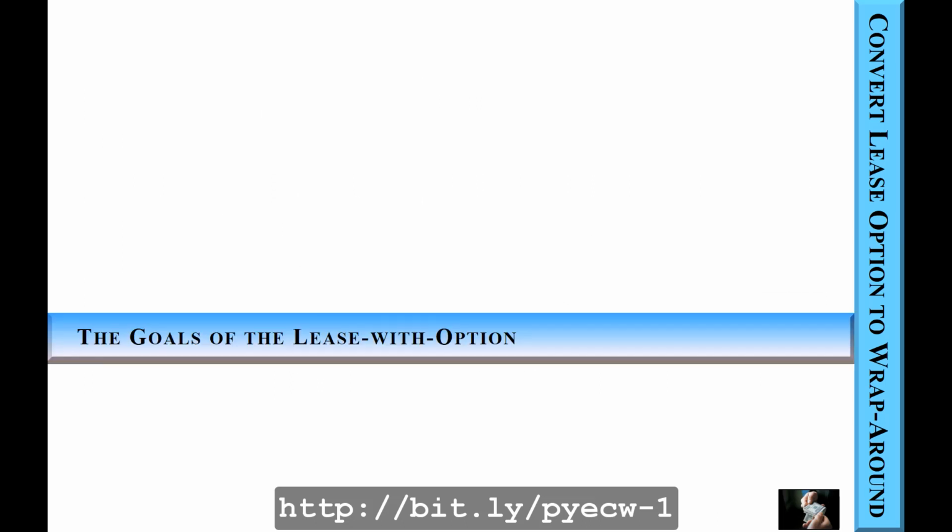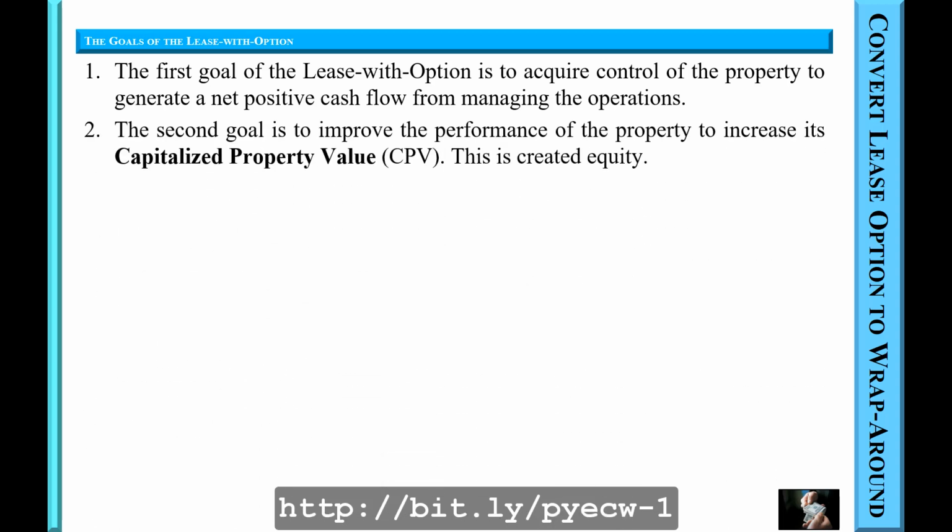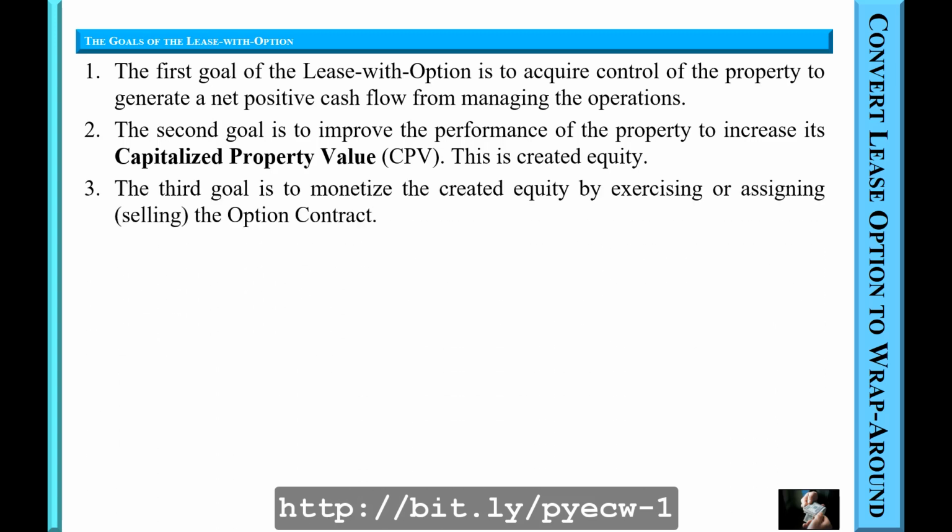The goals of the lease with option. The first goal of the lease with option is to acquire control of the property to generate a net positive cash flow from managing the operations. The second goal is to improve the performance of the property to increase its capitalized property value. This is created equity. The third goal is to monetize the created equity by exercising or assigning, that is, selling, the option contract.